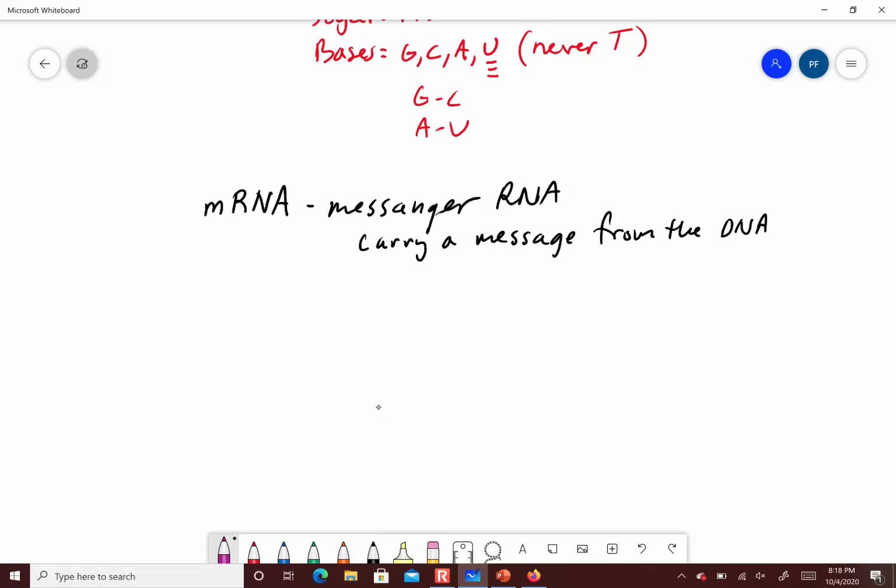Now really, really important here. Our first idea of what this message is: this message is always going to be how to build a protein. That's what the message is. The DNA has that message in it already. One of the things we do is make a copy of that message, a copy of those instructions, and that copy is mRNA instead of DNA. That's what mRNA will be doing.